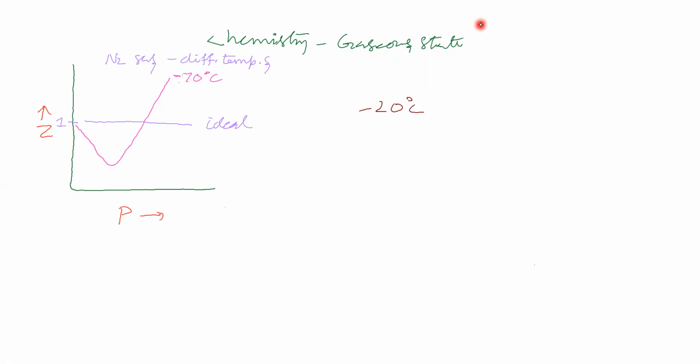Now, how will the graph be for nitrogen gas at minus 20 degrees Celsius when compared to minus 70 degrees Celsius? At this temperature, if negative deviation is there, how will that negative deviation be when compared to minus 70 degrees Celsius? Here, if you see the dip of the curve, this much is the dip of the curve. So if negative deviation is there, how will the dip of the curve be? Will it be less than this or greater than this? What do you feel? Negative deviation is there means how will it be?